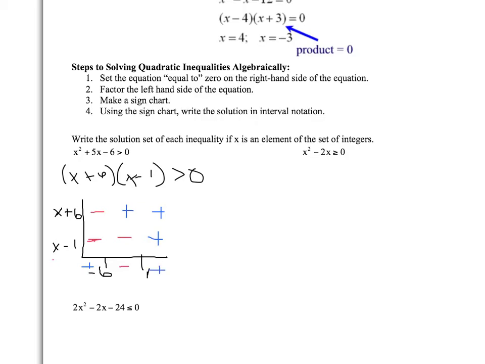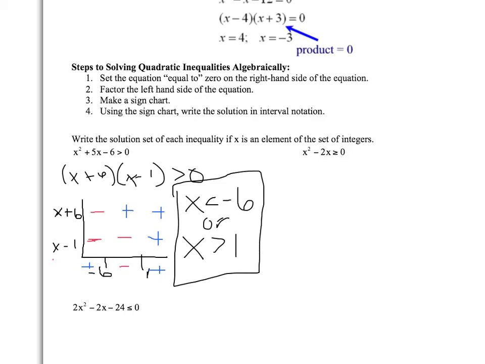If you look at the problem, it says you want values that are greater than 0. In order to be greater than 0, you need positive numbers. You get positive numbers for numbers less than negative 6 and when you choose numbers greater than 1. The way we say that is that x has to be less than negative 6 or x has to be greater than 1. That is step 4, where you write the answer in interval notation.